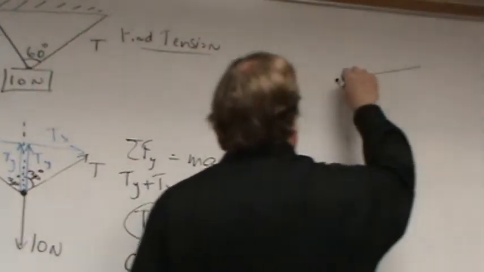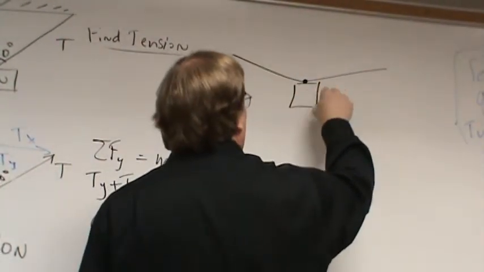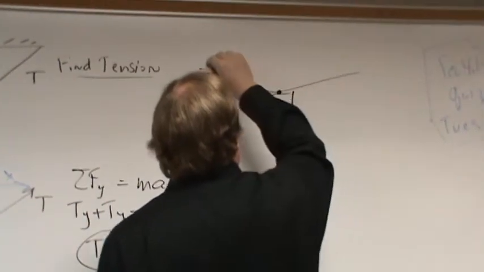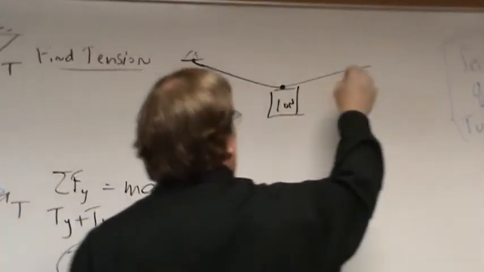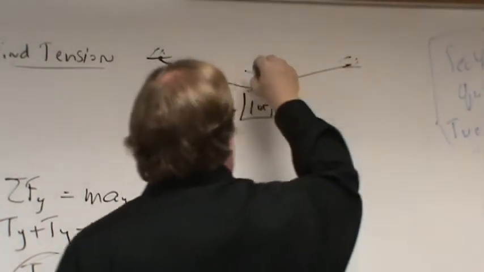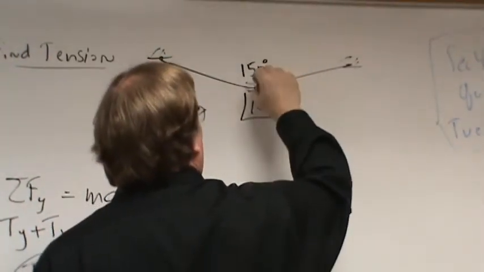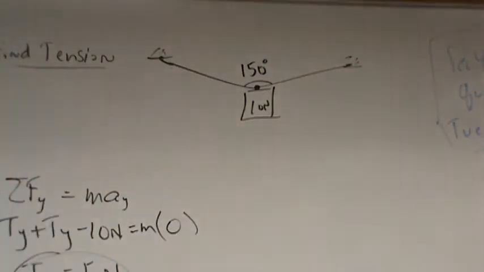Now, I have a 10 Newton sign that's being held up by 2 strings. And these 2 strings have a 150-degree angle between them. Please do a free body diagram and sum of the forces in the y direction, and let's see what you get for the tension now.